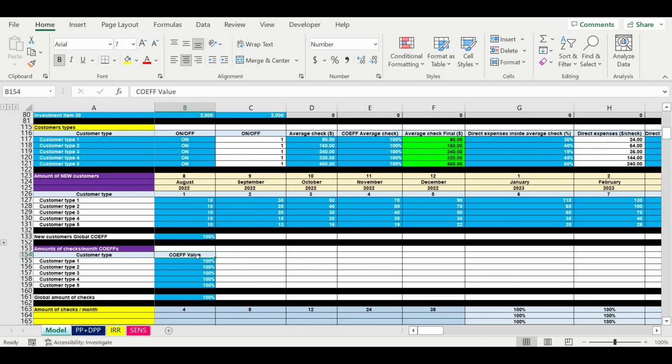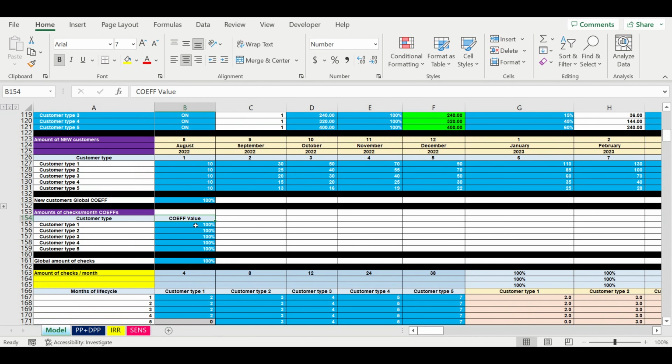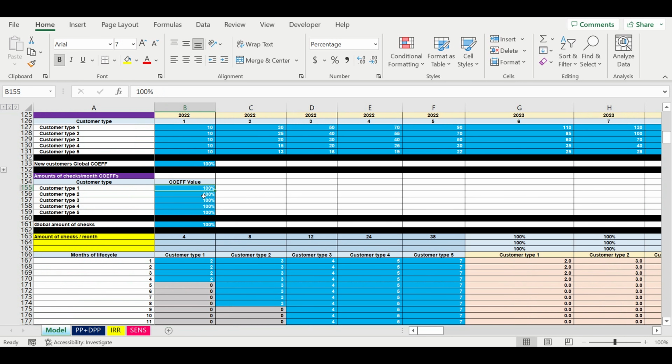What is the real revenue? What is the real profit? What is the real financing needed? Then we can also play with the amount of checks that this or that type of customer gives us monthly.